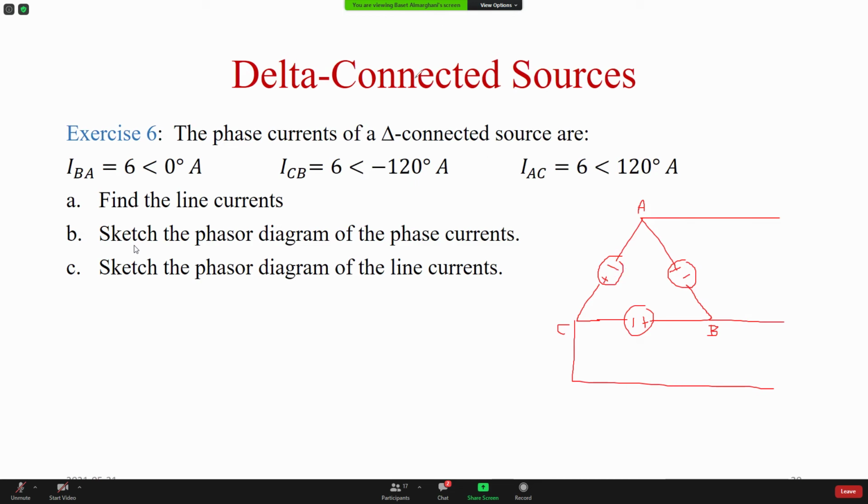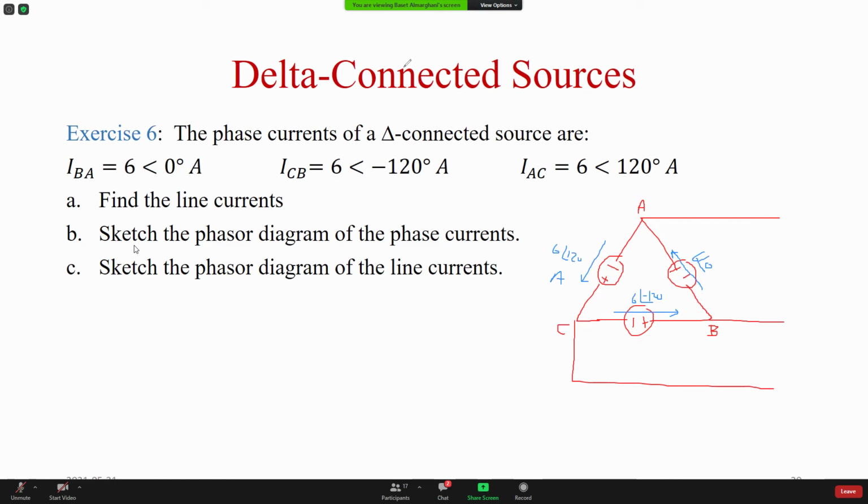There are three currents given, phase currents, so they're inside the phase. One current going this way from B to A, and it's 6 angle 0. Then there is current going from C to B, so it's going this way inside the phase, and it's 6 angle minus 120. And the third one going this way, and it's 6 angle 120 ampere. Those are the phase currents inside the phases.